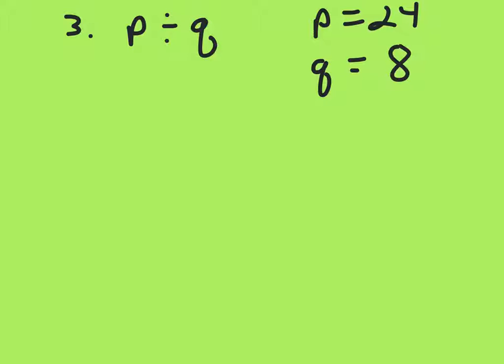Okay? You should have substituted 24 for P. So you put 24 in P's place. And in Q's place, you put what number? Hopefully you put 8. And you're left with 24 divided by 8. Well, 24, what number times 8 will give you 24? What's 24 divided by 8? And you should get 3.